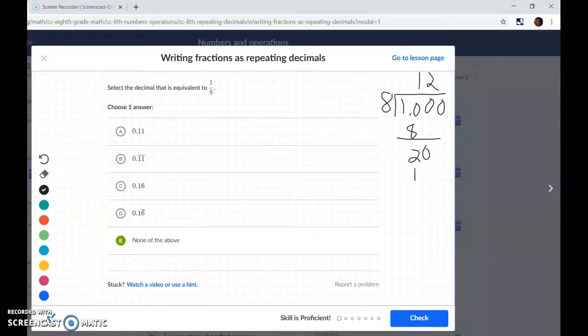8 times 2 is 16. 4, bring down a 0. 8 goes into 40 5 times without going over. And then I have no remainders. And then I gotta bring up this little decimal point there from here. Okay, so 0.125. So that would be none of these.